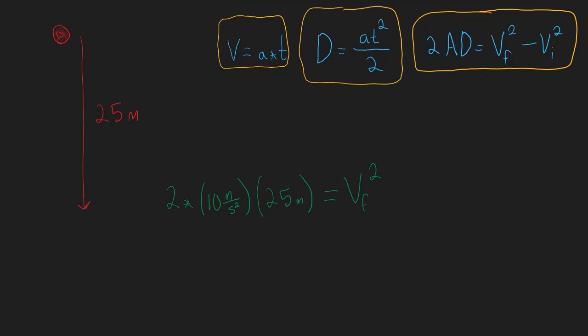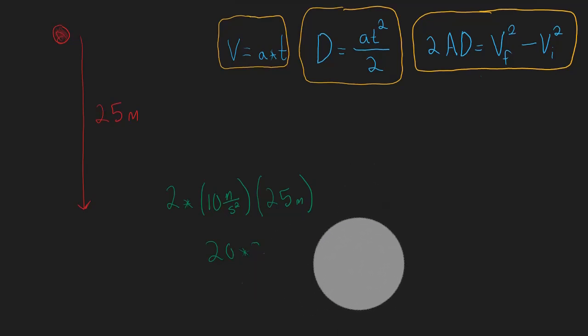And typically on the MCAT, you will only need to use one or the other, V initial or V final. So 2 times 10 times 25. So what is that? That is 20 times 25, and that is equal to 500 equals Vf squared. And so the square root of 500 is equal to Vf. So the final velocity is the square root of 500. And so this is one example.